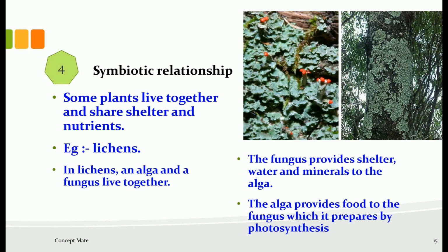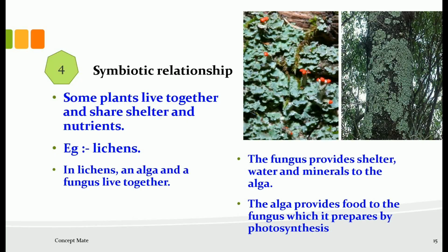The fungus provides shelter and water and minerals to the alga, and the alga in turn provides food for the fungus, which it prepares by the process of photosynthesis as it contains chlorophyll. Thus the fungus and the alga are in a symbiotic relationship where they share nutrients and shelters.